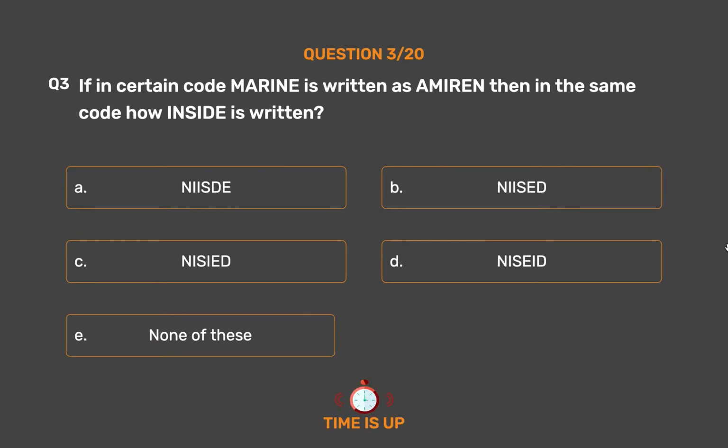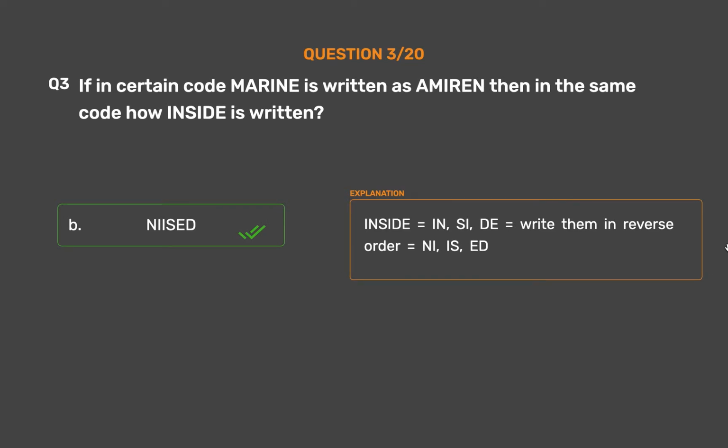The correct answer is Option B. Niaized. Inside equals in, si, de. Write them in reverse order equals ni, is, ed.